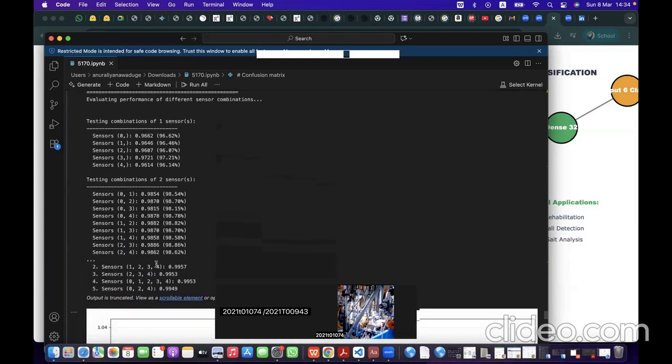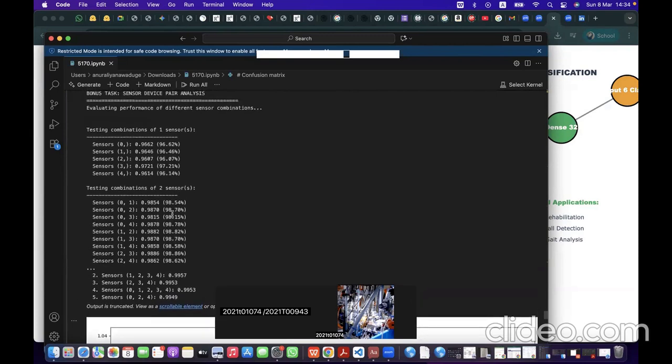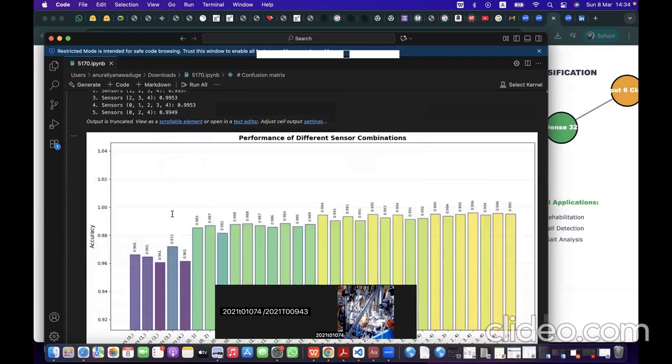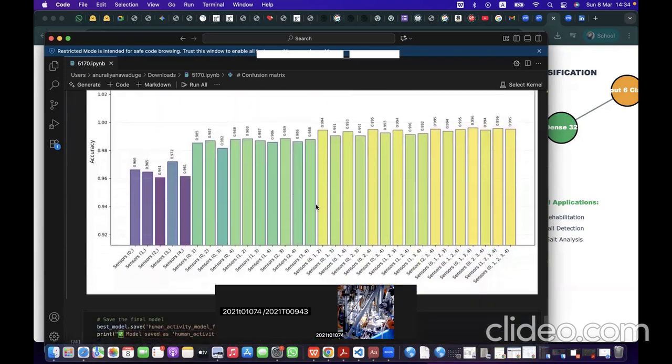So you can see the combinations of two sensors, 1 2 3 4, then 2 3 4 0 1 2 3 4 0 2 4. Likewise, you can see the testing combinations and evaluating performance. So performance of different sensor combinations, you can see that.